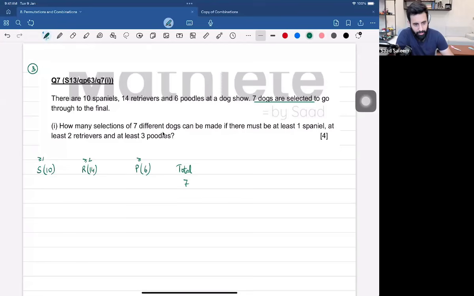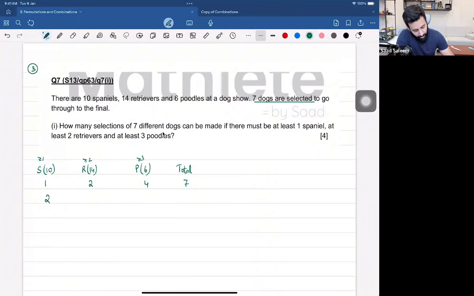Okay, so you can write this also to make your life easy. So let's say that we have at least 1 spaniel, at least 2 retrievers. Then how many poodles do we need to make a total of 7? We need 4 poodles. Okay. Achha, what else can we do?